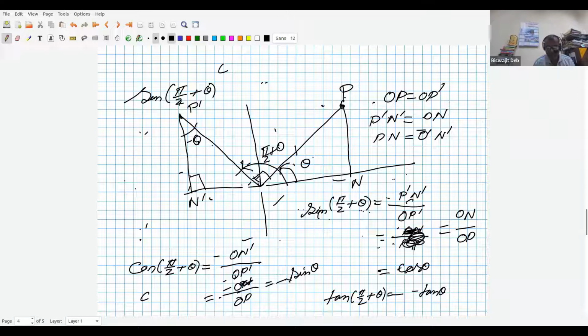Similarly here, this is not ON by OP. This is going to be minus ON dash is equal to PN by OP, and that's how it is coming out to be sin theta, minus sin theta. Okay.